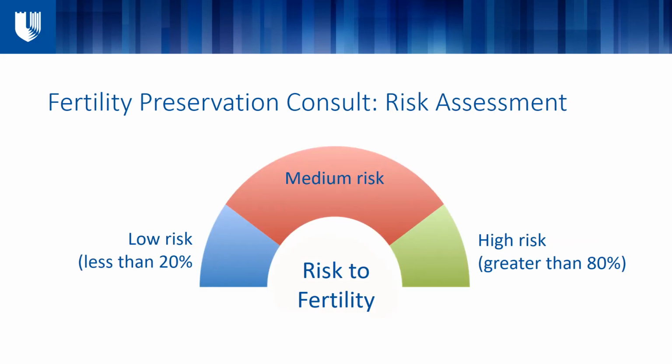The first step of the oncofertility visit is to understand the risks the patient might have. A fertility doctor will look at the patient's age, sex, and what cancer treatment they will get. This will help the doctor decide if the risk of infertility is low, medium, or high.